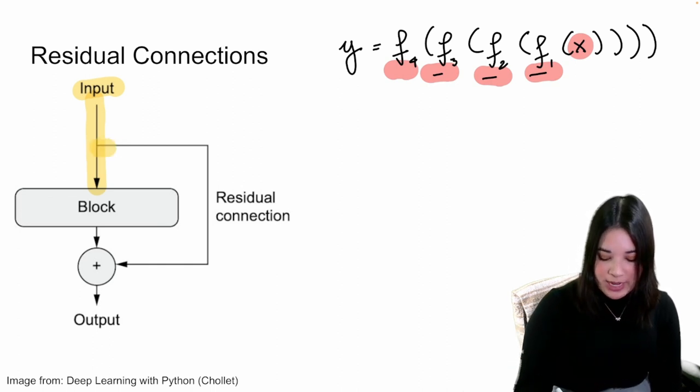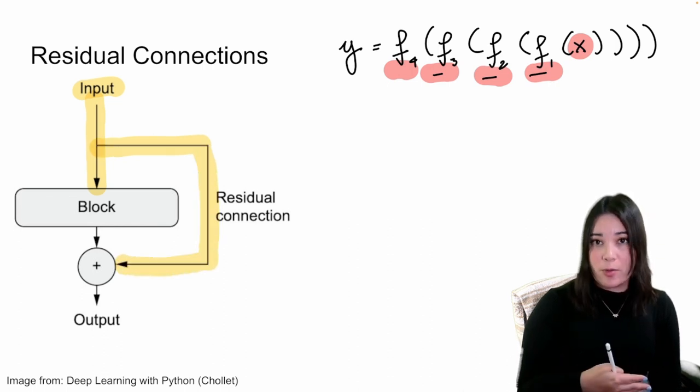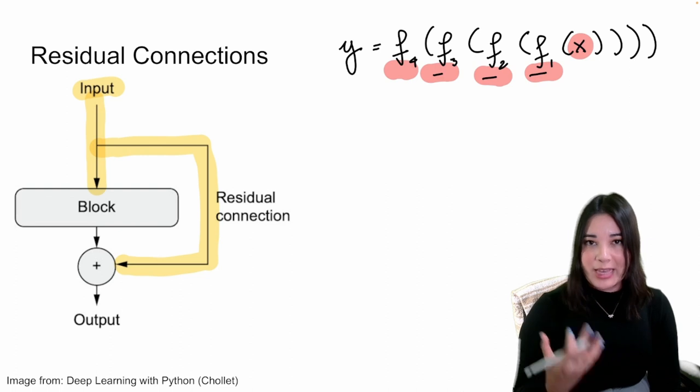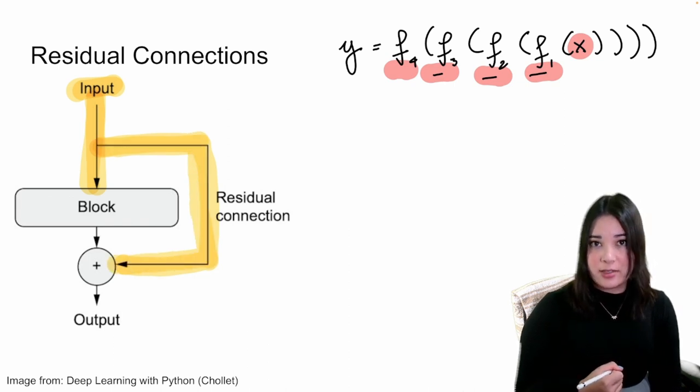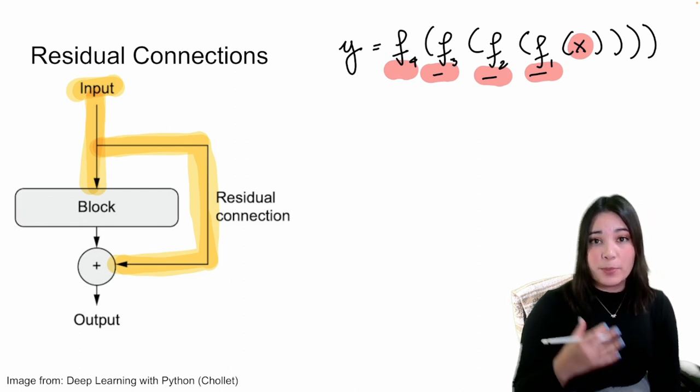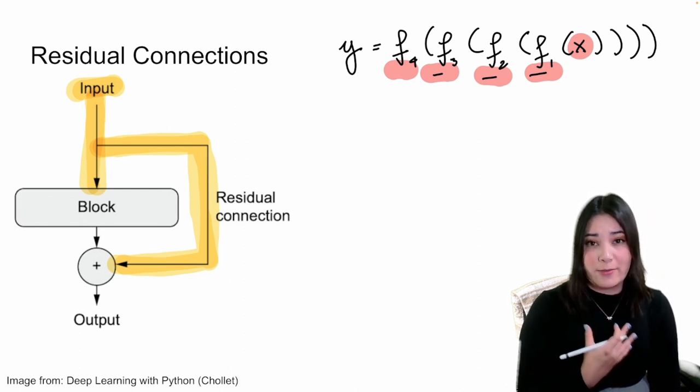Then we also take a copy of that input and add it unaltered to the output of that other pathway. So again, what we're doing is we're taking that data and feeding it through our typical process, but we're also taking an unaltered copy and adding it at the end. This preserves the signal in our original data, allowing us to build deeper and deeper layers without that vanishing gradient problem.